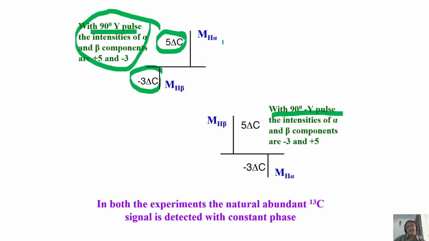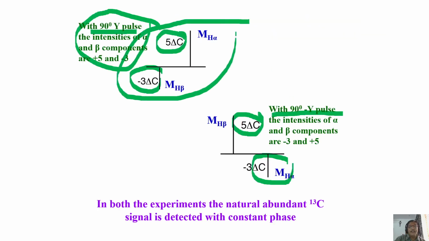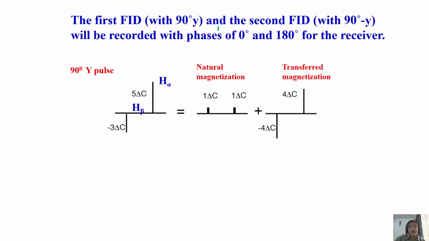In 90 plus Y, this is positive and negative. In the 90 minus Y, the components get interchanged. Now +5 is here and this is negative. Alpha beta components get interchanged. Intensity gets reversed. Now what are you going to do? In both the cases, in addition to this, what are we getting? In this experiment, we get this signal. Okay, natural component also is there.